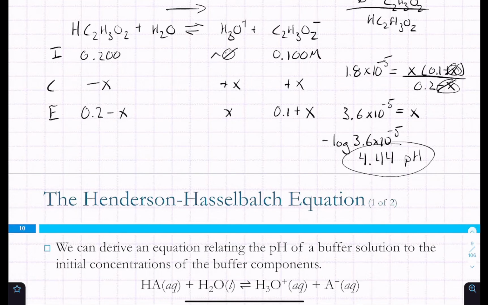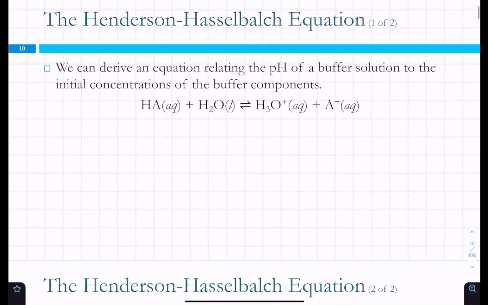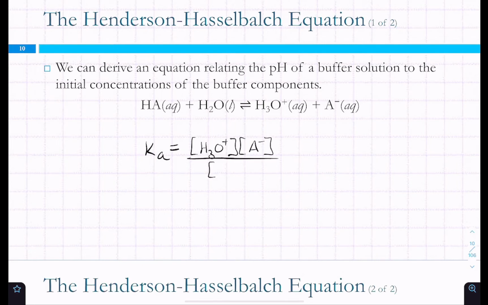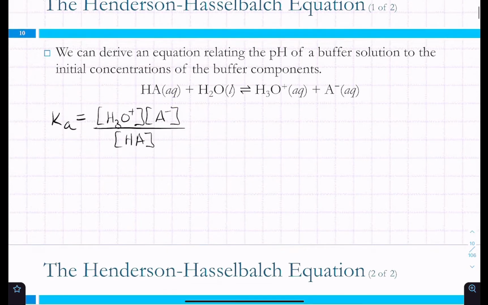Buffers, though, in calculating the pH of buffer solutions, is useful enough that somebody derived an equation. As you can see right here, the Henderson-Hasselbalch equation is specifically for buffers, and specifically for when you can make the small x approximation for buffers. So if we write this as the equilibrium expression, Ka equals the concentration of H3O plus times A minus over the concentration of HA. That's just the equilibrium expression.